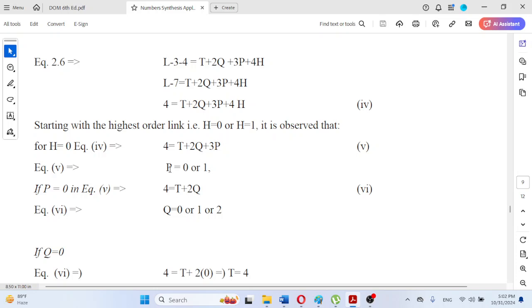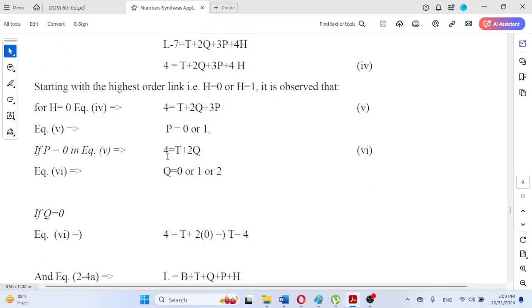So P will be 0 or 1 here, because P cannot be greater than 1. For example, if P is equal to 2, that means 3 multiplied by 2 will be equal to 6. So T plus 2Q plus 6 is equal to 4. So that 6 will be subtracted from 4 on the left hand side, which gives T plus 2Q is equal to minus 2, which is practically impossible, because the sum of the ternary and quaternary links is giving a negative result. So that means P can be 0 or 1.